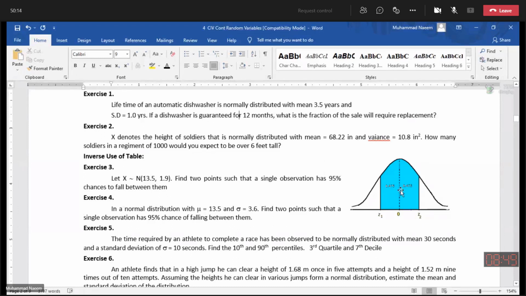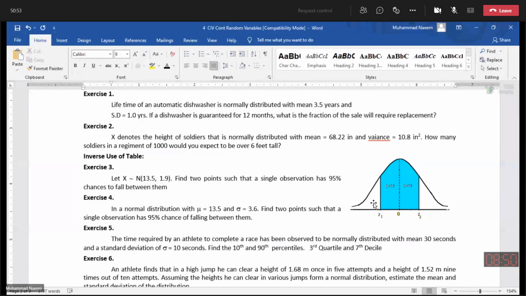So what you have to do, let's say we have this diagram. In the center, we have 3.5 as the mean value. And as 3.5 is here, 1 is definitely on the left hand side. 1 is here. So this proportion will need replacement because this proportion is not crossing the limit of warranty period. So this shaded part is required.